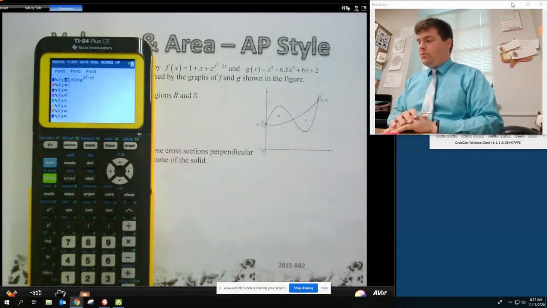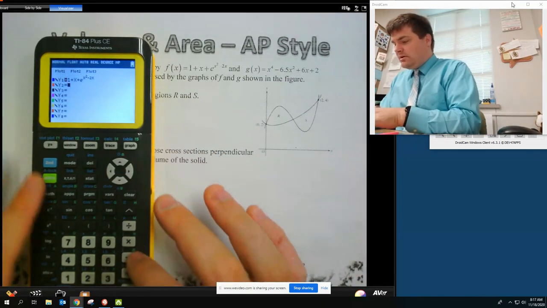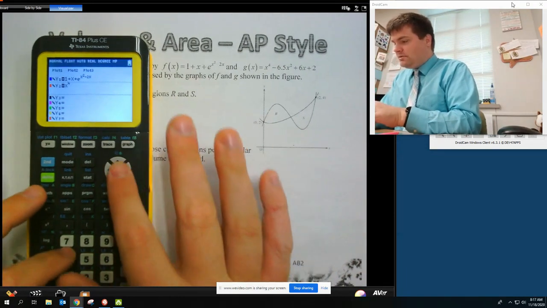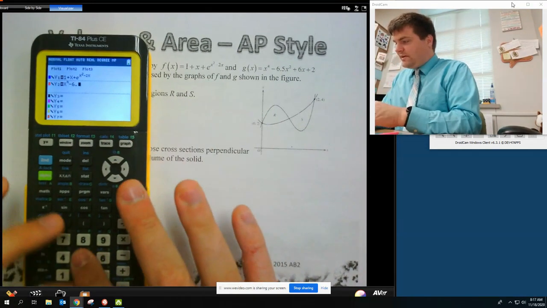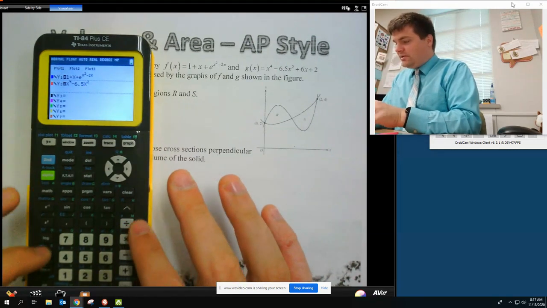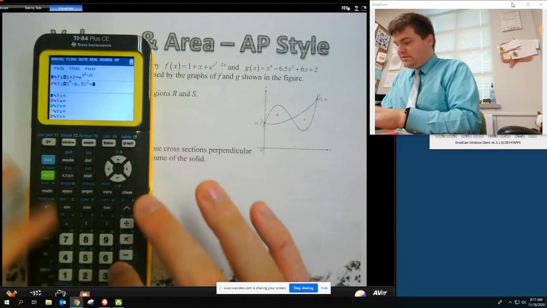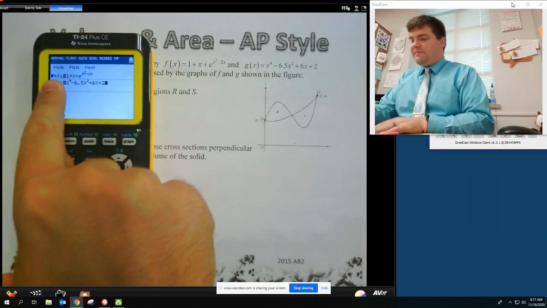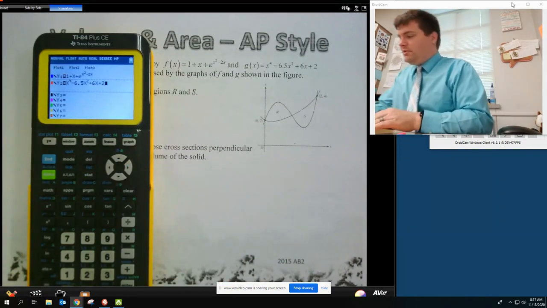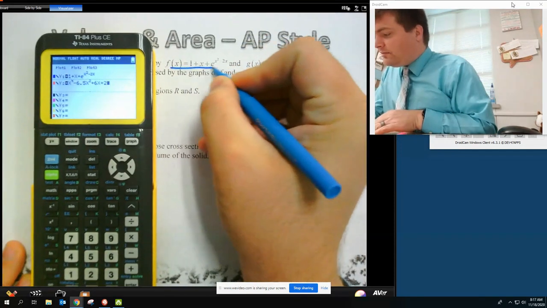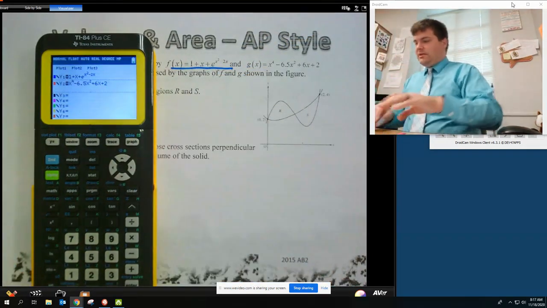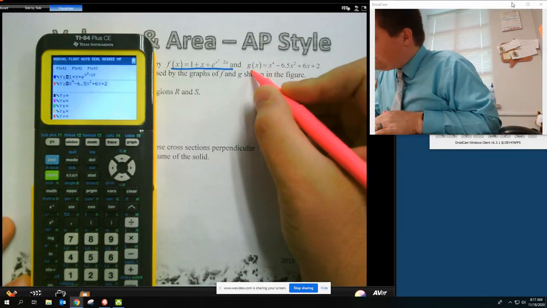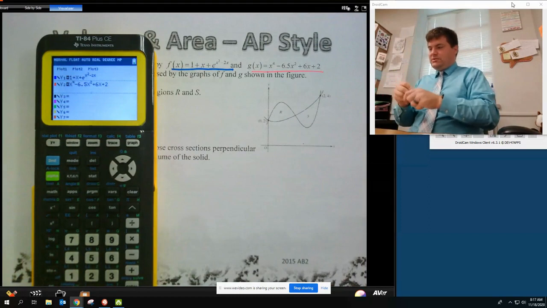And then I'm going to let y2 be x to the 4th minus 6.5 x squared plus 6x plus 2. Now, it's going to graph the f of x one in blue, so I'm going to underline that in blue so that I know. And then it's going to do the y2 one in red. I have pink, close enough. So then that way I'll know which one's which.